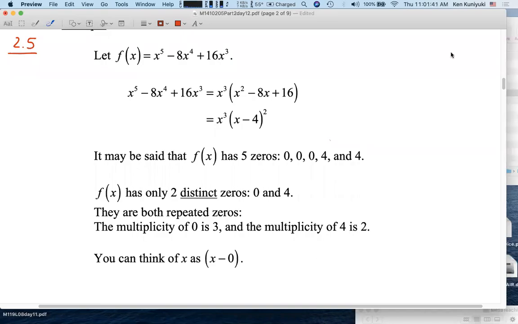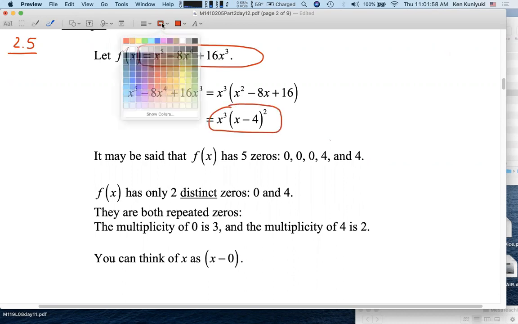Hi, everyone. Before we start with HAs, let's classify VAs, vertical asymptotes. First, let's review this exercise from section 2.5. We factored this polynomial over the reals, like so.